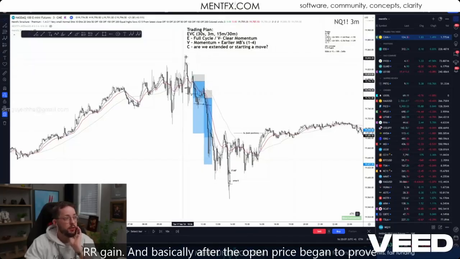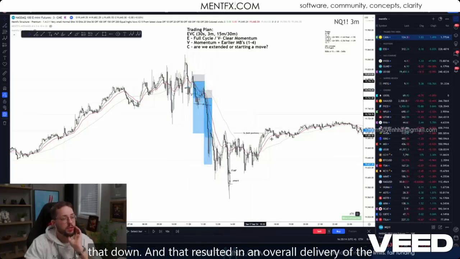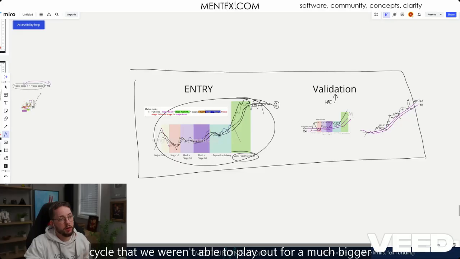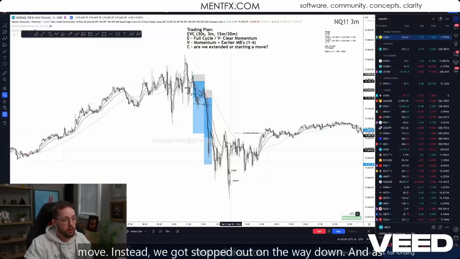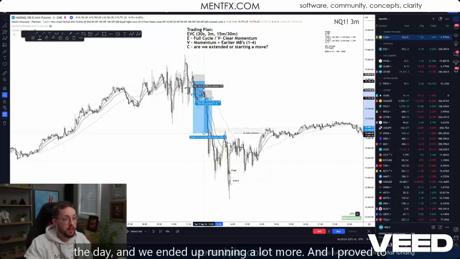And basically, after the open, price began to prove itself momentum-wise to the downside, and we began to follow that down, and that resulted in an overall delivery of the cycle. We weren't out for a much bigger move. Instead, we got stopped out on the way down. And as you guys know, we got stopped out around here on these positions that did end up running a lot more.